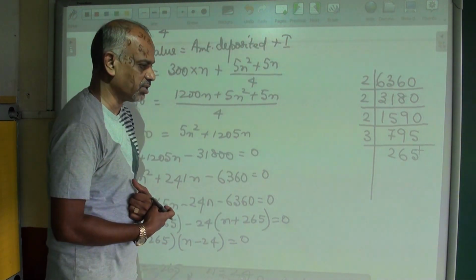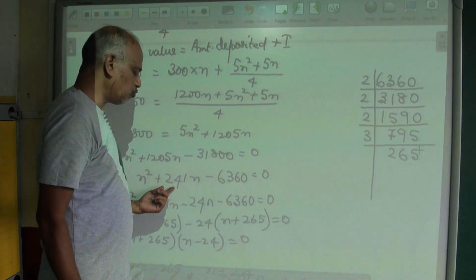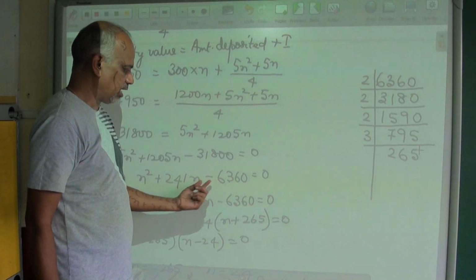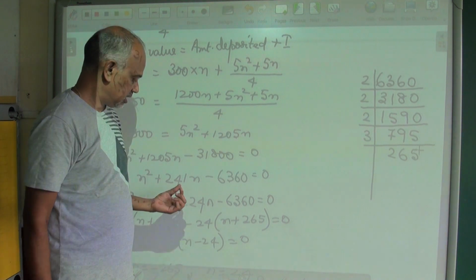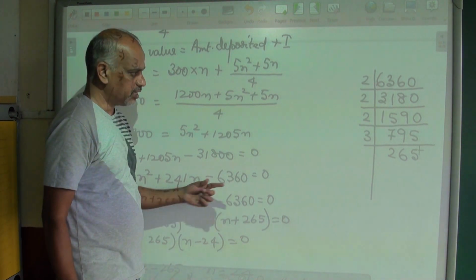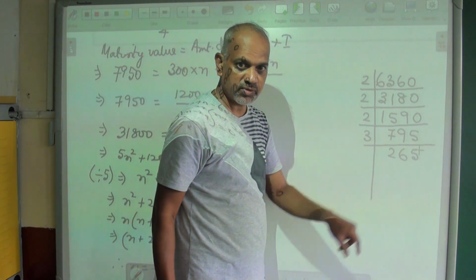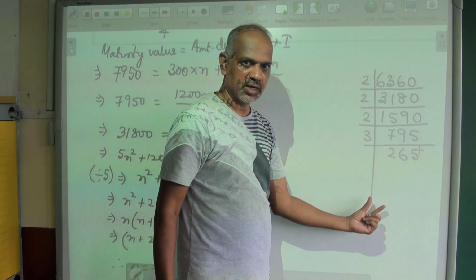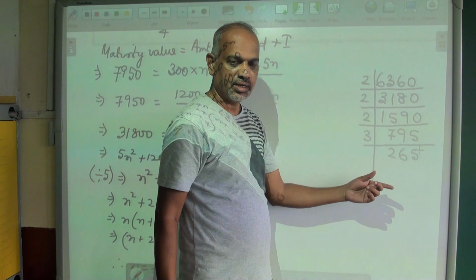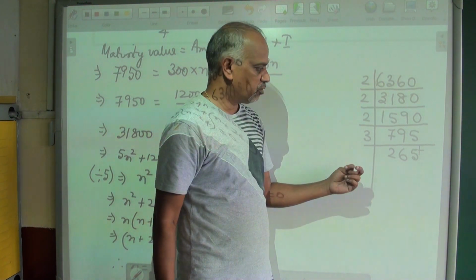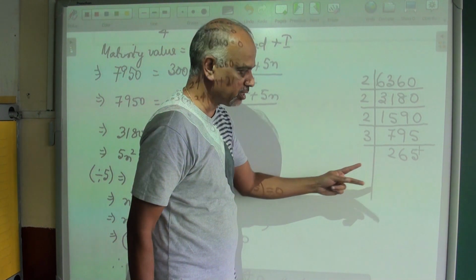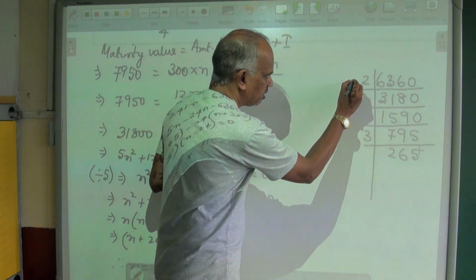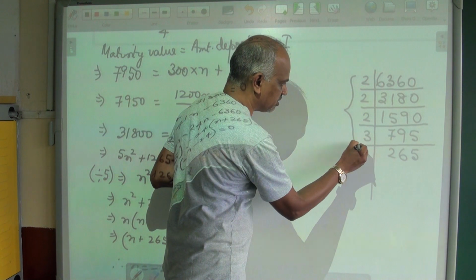Now, if you notice something, there is a 241 here, which is your sum, and the product is 6360. The sum 241 is closer to 265. So what you do is, don't divide further, check and see whether you can get two numbers which on addition or subtraction will give you this 241. Till now the factors that we got are these.